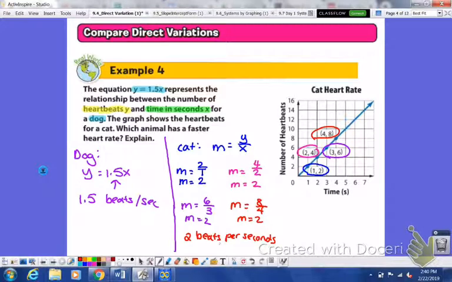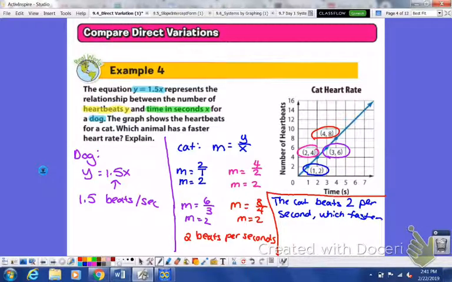Okay, so now our final answer, I'm going to draw a quick little box in here for our answer. So the cat beats 2 per second. Which is faster than the dog at 1.5 beats per second.